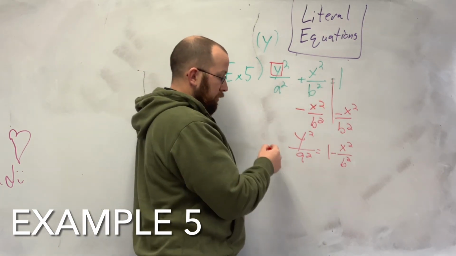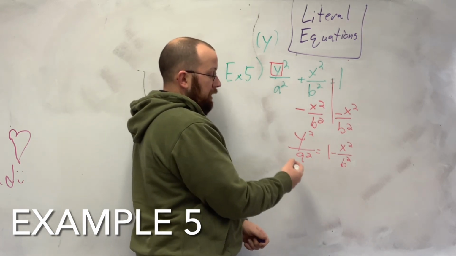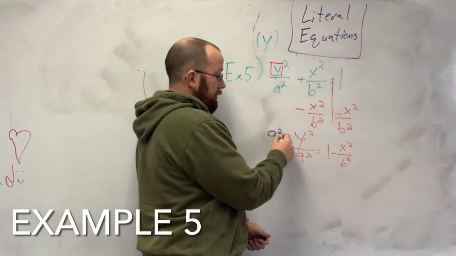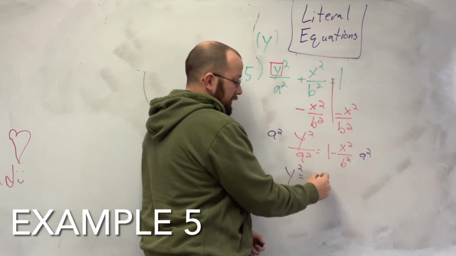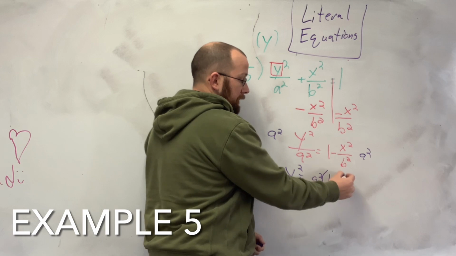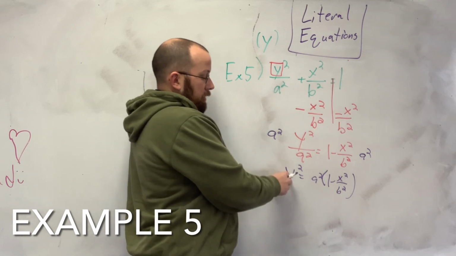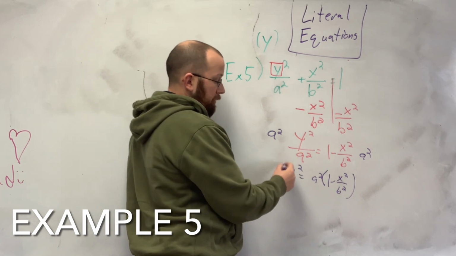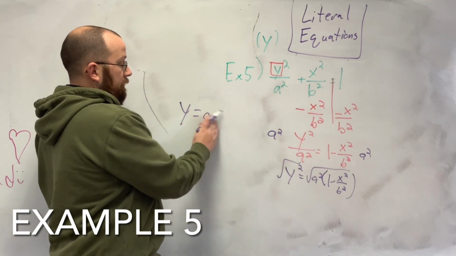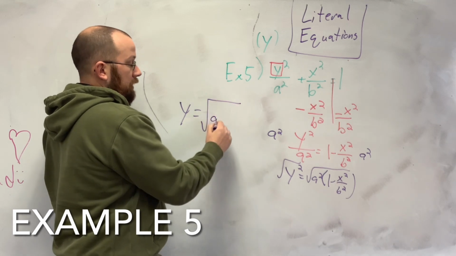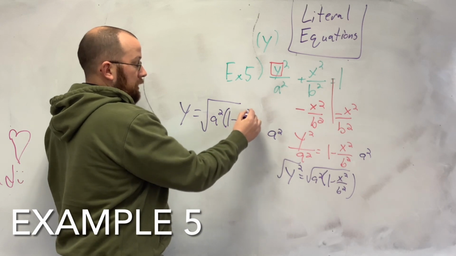And now, we're a little bit closer to being done. So now I can get rid of the a squared at the bottom. So I multiply this whole side by a squared, multiply this side by a squared. So I get y squared equals a squared times this whole thing. Don't distribute it. Always leave it on the outside like that. And now, y squared. How do I get rid of the squared? Well, I square root everything. So my final answer here is y equals the square root of a squared minus x squared over b squared.